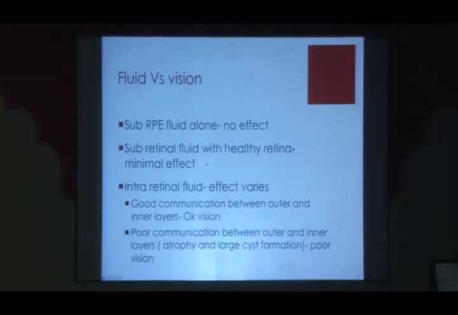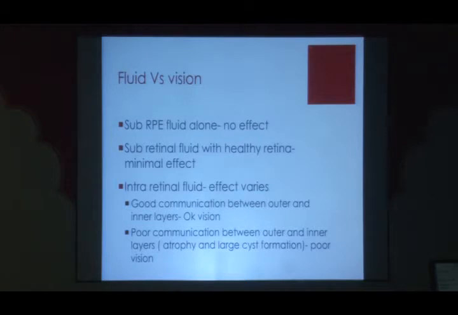In contrast, intraretinal fluid disrupts the communication between the layers of the retina, at the outer layers, bipolar cell layer, and the ganglion cell layer. And hence you have the vision being disturbed. The amount of vision disturbance is directly proportional to the amount of disruption of the interneurons, as we call it. So if you have a large cyst with hardly any identifiable linear streaks across it, there's no communication at all between the two, and a lot of atrophy of the inner layers as well, then the vision is going to be quite poor.